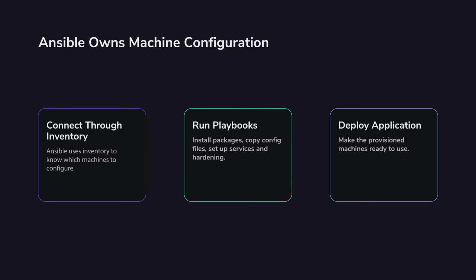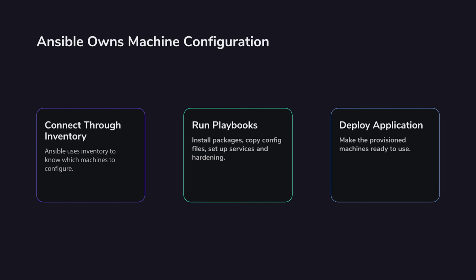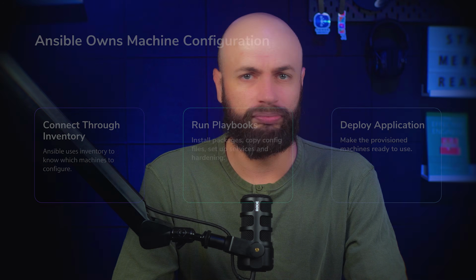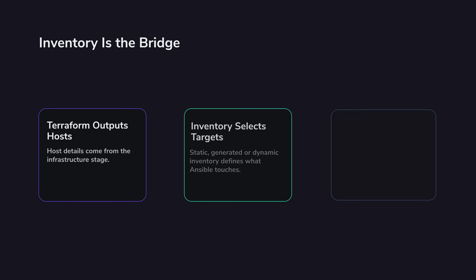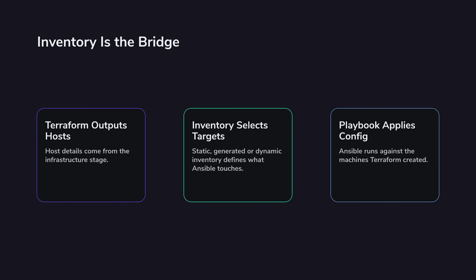Terraform creates the infrastructure and outputs the host details. Ansible uses those details to work out which machines it needs to configure. That inventory could be static, generated, or dynamic. Terraform shouldn't own every package and config file on the machine, and Ansible shouldn't own the lifecycle of cloud resources underneath it. Terraform creates the target and Ansible prepares it for use.